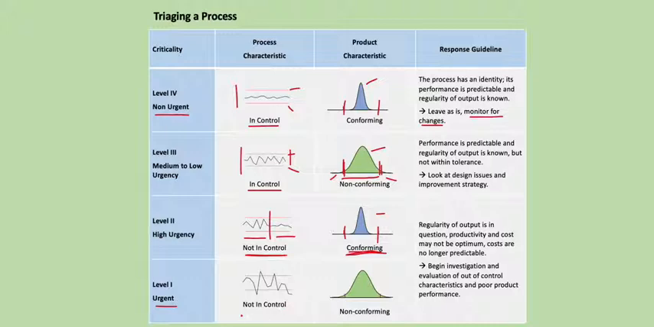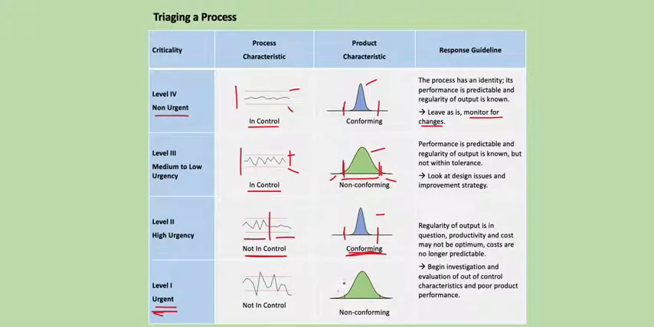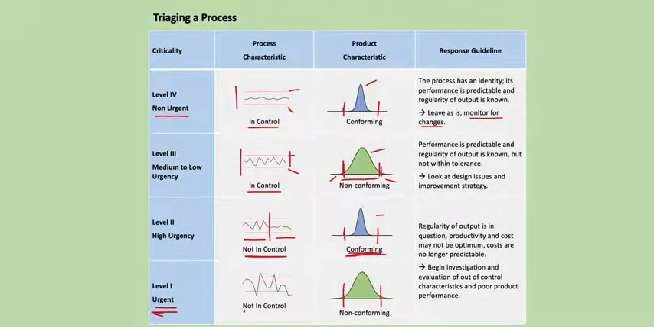And then the next one is really the worst, which is the most urgent. This is really double trouble. Here we are not in control, so we can actually see values above and below the upper and lower control limits. And we're also non-conforming. So now we've got double trouble: a process that's not predictable, where the regularity of the output can't be assured, and product that's really not conforming.